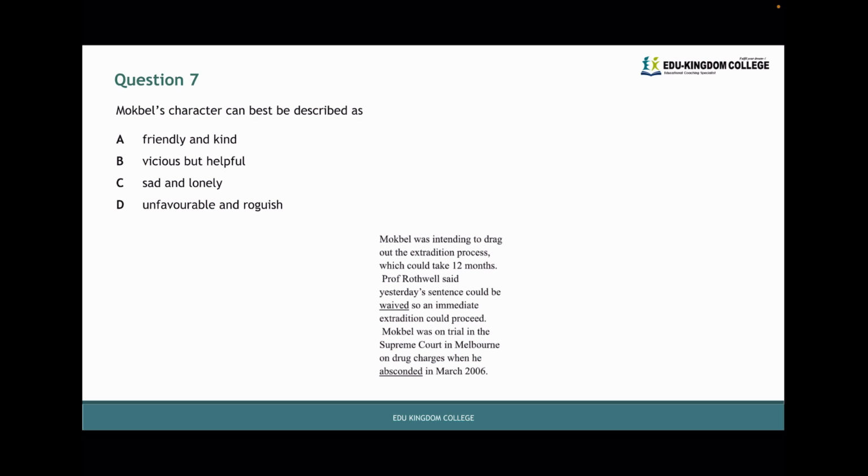In question 7, Mokbel's character can be best described as what? So I took this from around the end of the extract. Mokbel is basically on the run, right? Mokbel was intending to drag on the extradition process, which could take 12 months. And then at the very last part, it says that Mokbel was on trial in the Supreme Court in Melbourne on drug charges when he absconded in March 2006. So he was supposed to turn up in court in Melbourne for drug charges, but then he absconded. Absconded means ran away or fled, right?